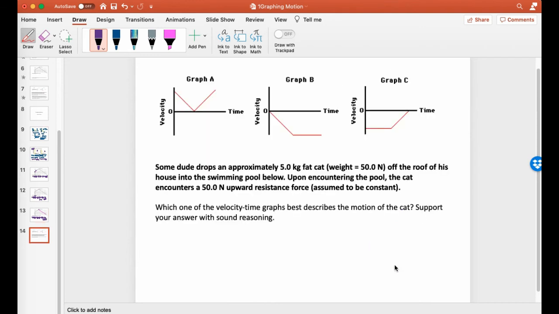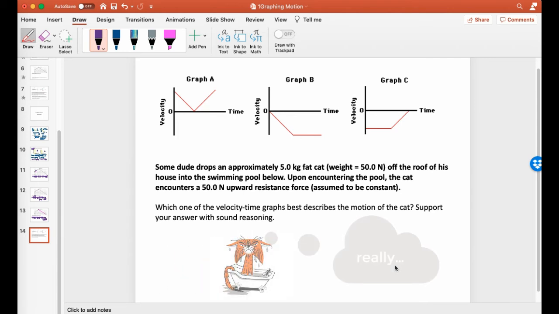Pause the video. What I'd like you to do is imagine someone's on a roof. They've got a cat, and that cat is launched off the roof into the swimming pool below. It's water, so the cat's not going to get hurt. This is just a problem I saw in a book, and I thought it was kind of cute. I thought I'd share it with you.